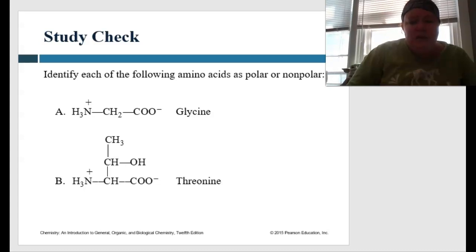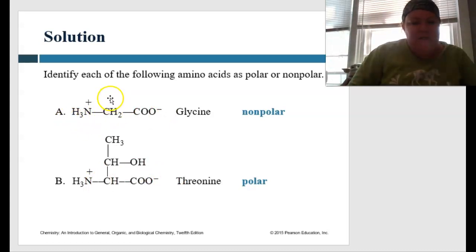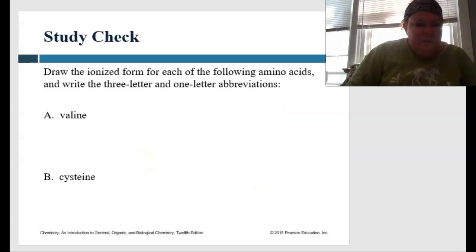Let's identify each of the following amino acids as polar or nonpolar. Pause me and come back. Okay, so this glycine is going to be nonpolar, where this threonine is going to be polar. So what are we going to do? Let's look and see where the backbone is. Glycine's a little tricky because his side arm is only hydrogen, right? Where this guy is polar because of the oxygen. All right, great. What about this guy?